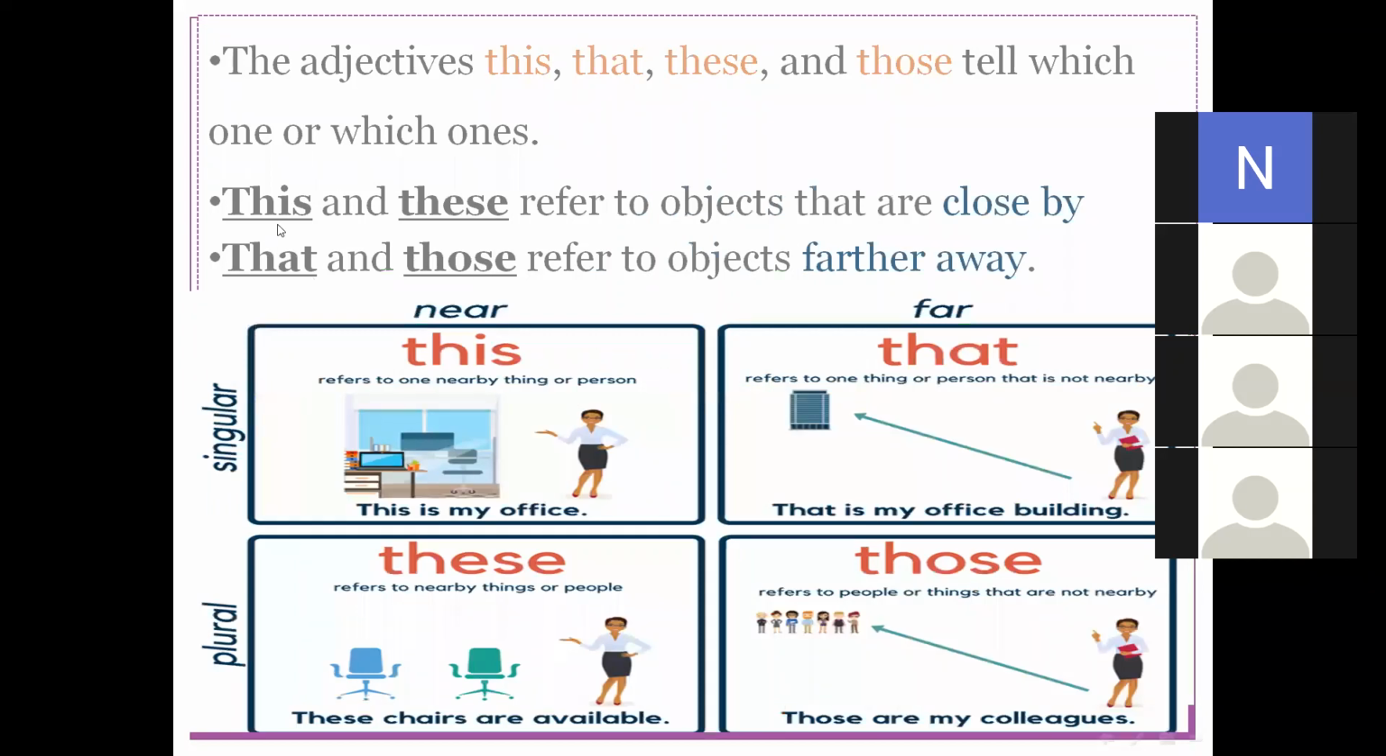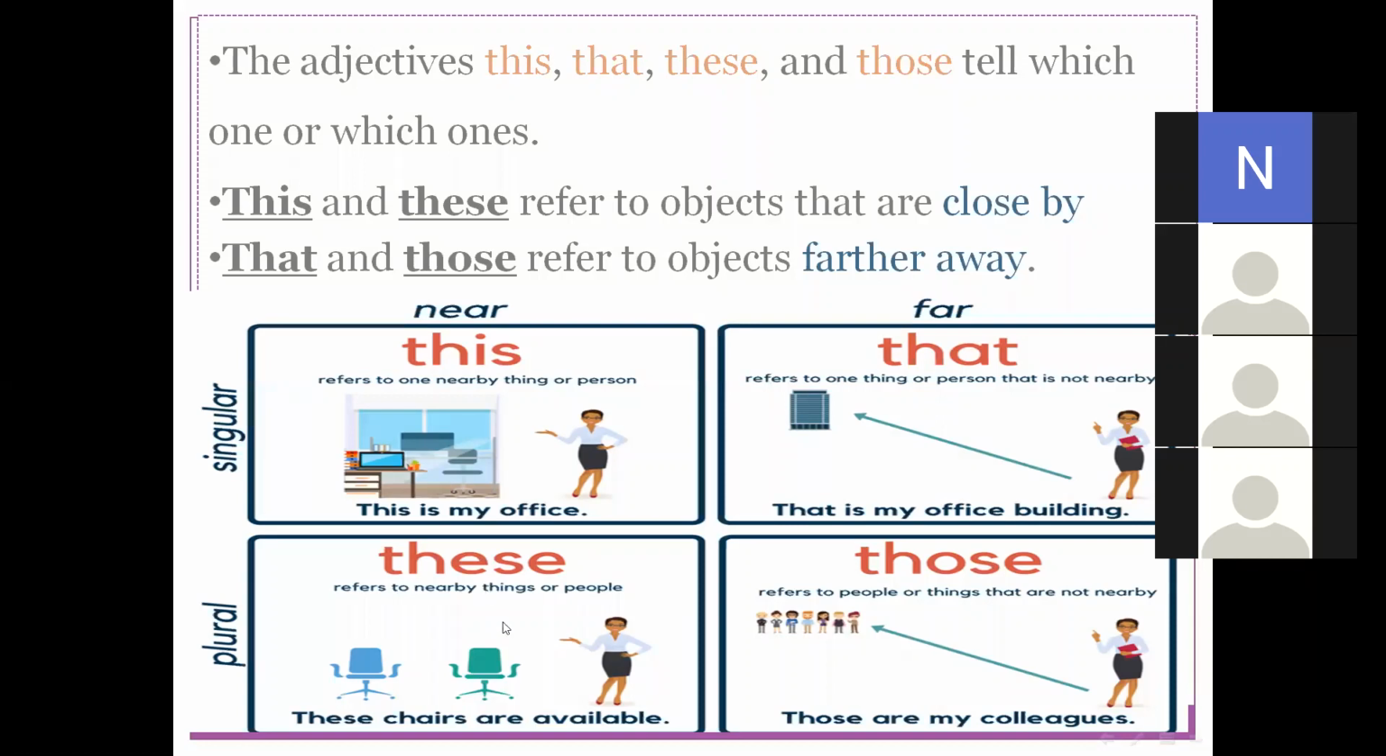We use this and these to talk about something near. If something is near to us, and it's singular, I will use this. If something is near to me and it's plural, I will say these. Example, this is my office. I'm talking about one thing only, the office, and the office is near to me, so I will say this.